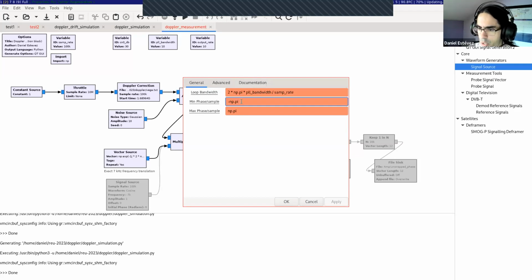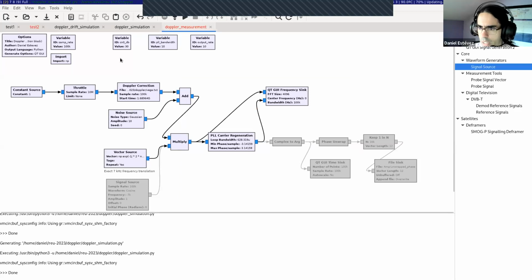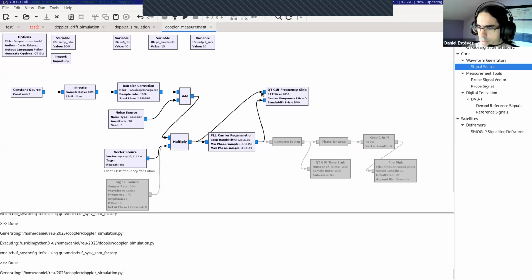And this is minimum phase per sample, maximum phase per sample. So you can use this to restrict the frequency range that the PLL can cover. As you saw, when the PLL unlocks, it oscillated throughout all the spectrum. Maybe we want to restrict that oscillation to help it lock again. So you can set here another frequency. This is again in radians per sample, and minus pi and plus pi are the maximum frequency. So sample rate divided by 2, 250 kilohertz in this case. So this is the operation of the PLL.